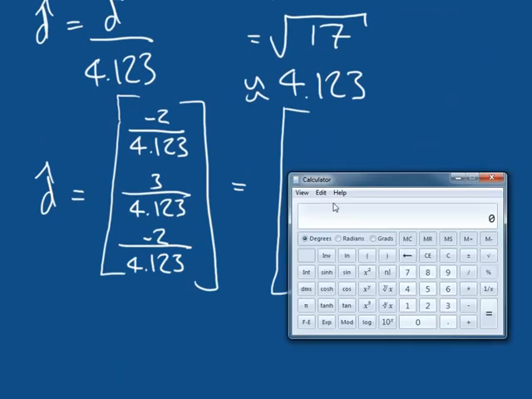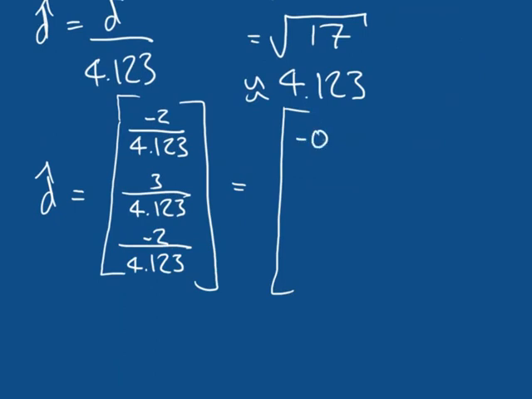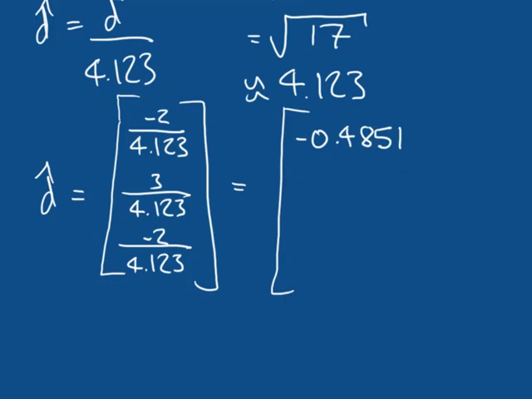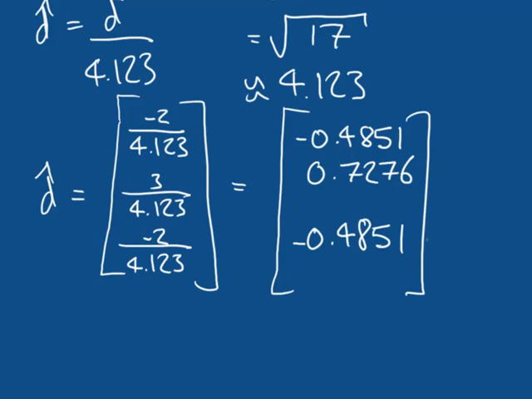Again, I'll use a calculator here. So minus 2 divided by 4.123 is equal to minus 0.4851. Let's take that to 4 decimal places. 3 divided by 4.123 is equal to 0.7276. And the final component is actually the same as our first component, so that is equal to minus 0.4851. So we've now found that unit vector d hat, and that means we have all of the pieces of information we need to solve our problem.